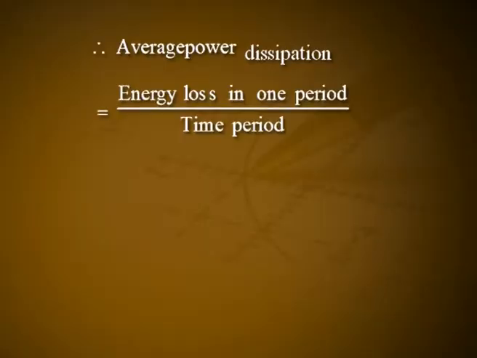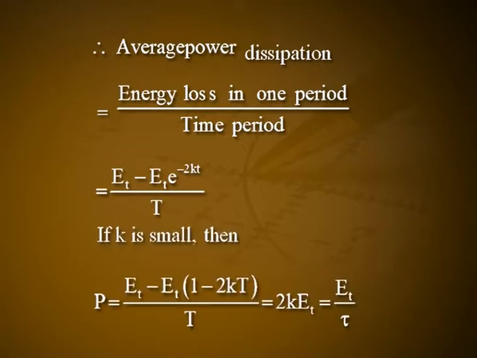Therefore, average power dissipation is equal to energy loss in one period divided by time period, which is equal to E(t) minus E(t) into e raised to minus 2kT, divided by T. If k is small, then P is equal to E(t) minus E(t) into (1 minus 2kT), all divided by T, which is equal to 2k into E(t), which is equal to E(t) divided by tau.